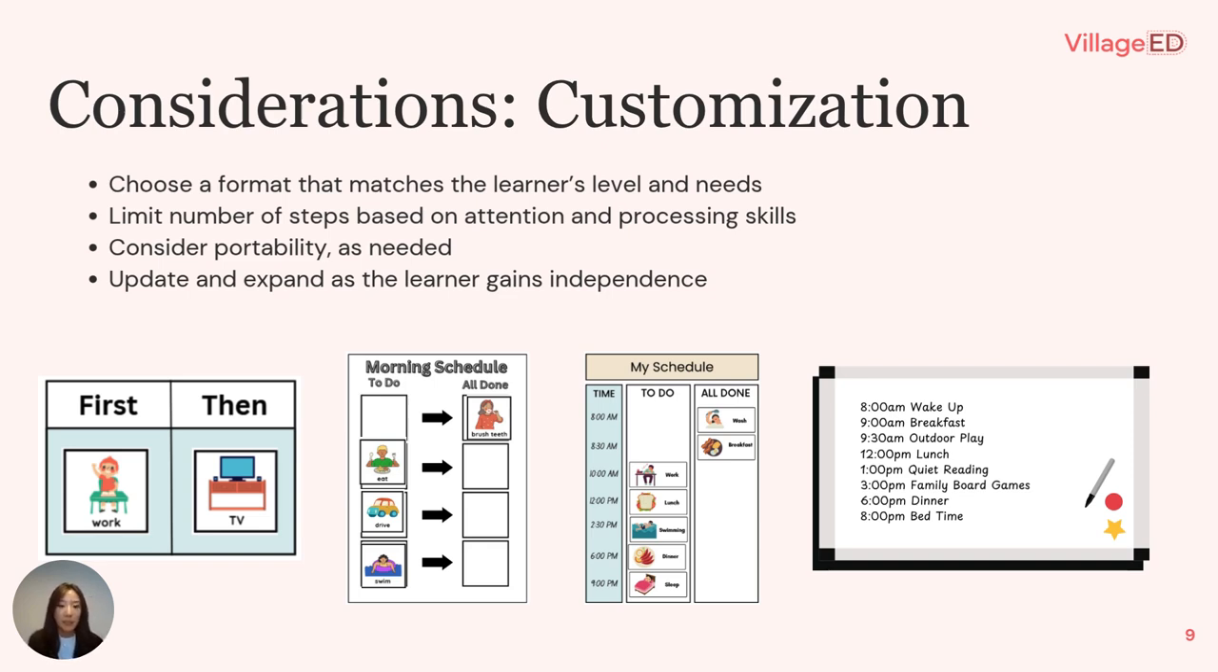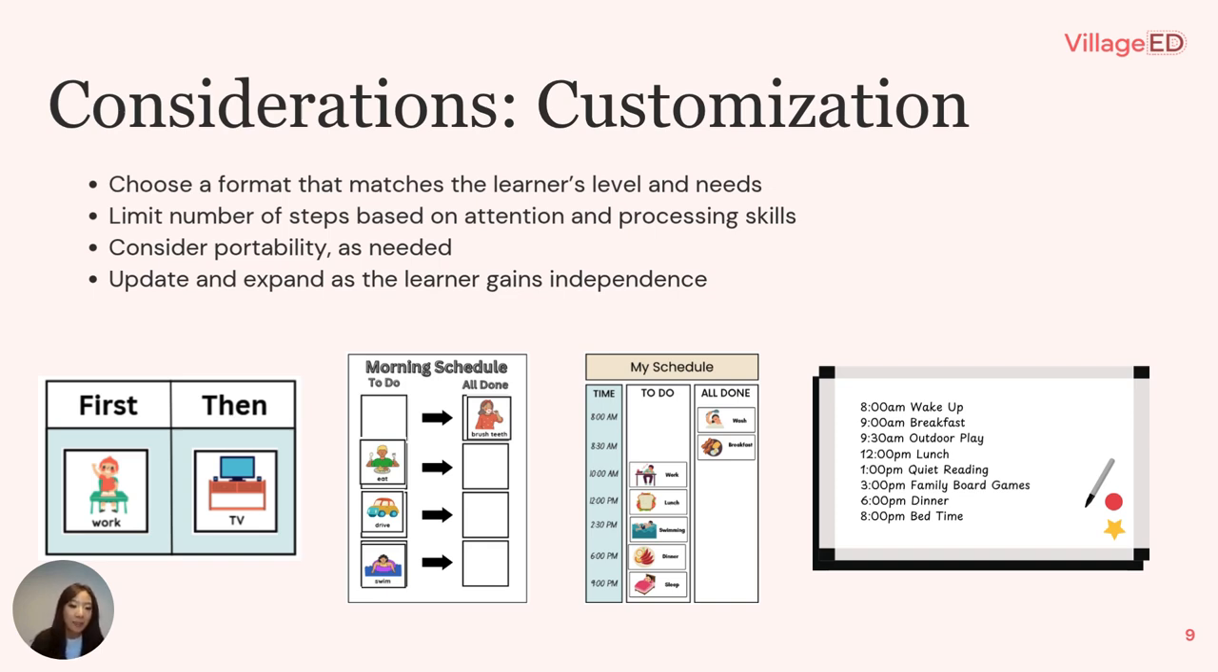Another consideration is customization, mainly about the format of the visual schedule. So choose a format that matches the learner's level and needs. Limit the number of steps based on attention and processing skills. We want to make sure that it's not too overwhelming or that they're not distracted. We also want to consider portability as needed. You can place them on walls, on binders. We can also put them on the fridge door. Just think about portability and how it works for your learner, and update and expand as the learner gains independence.